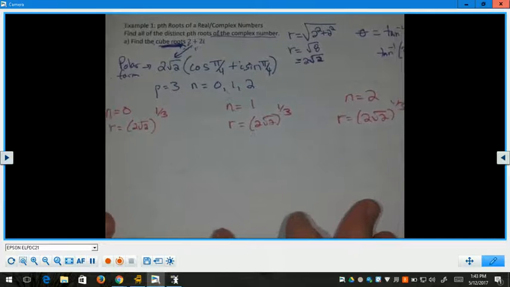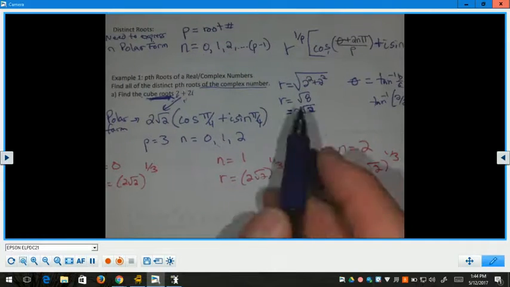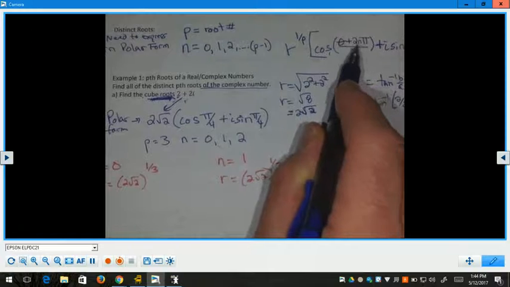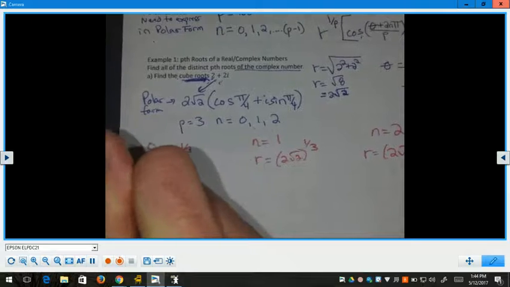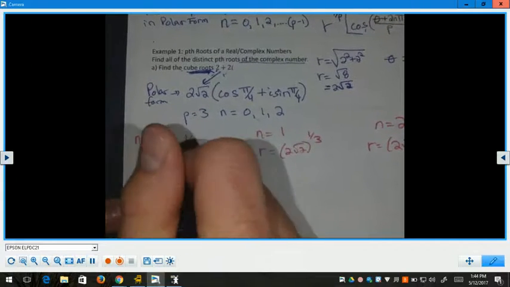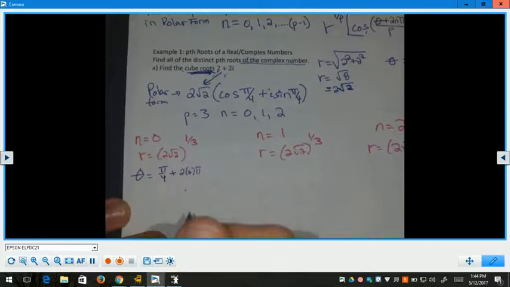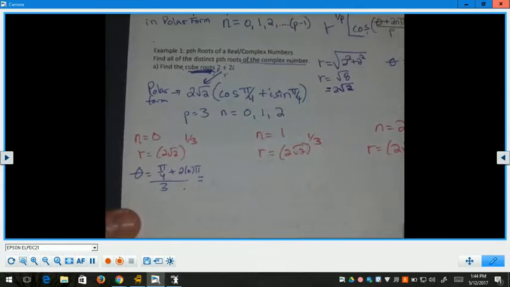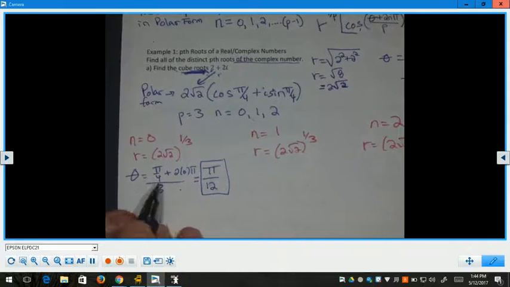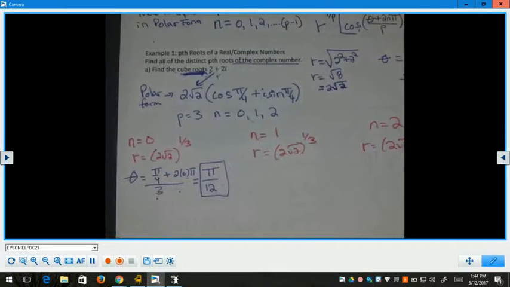What's going to be different is theta, though, because theta is theta plus 2 times n times pi, all over p. Well, for this one, that's going to be our current theta, which was pi over 4, plus 2 times 0 times pi, which means that part goes away, divided by 3. So that's really going to be pi over, not 7, pi over 12, because we had to multiply the denominators, right? So pi over 12. So I've got pi over 4 times 1/3, because n is 0.